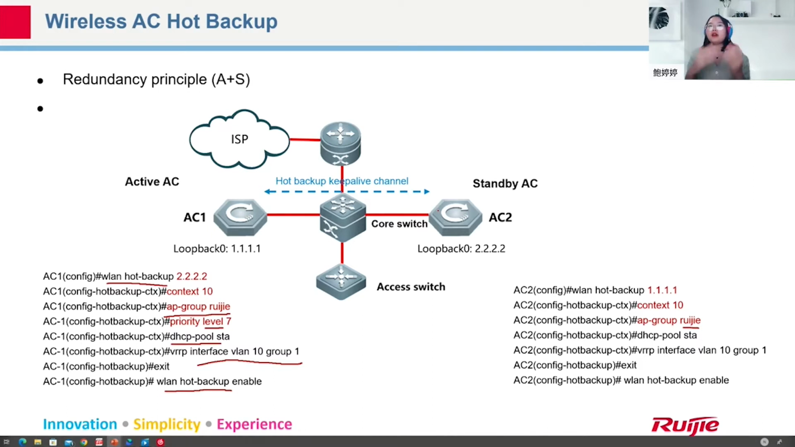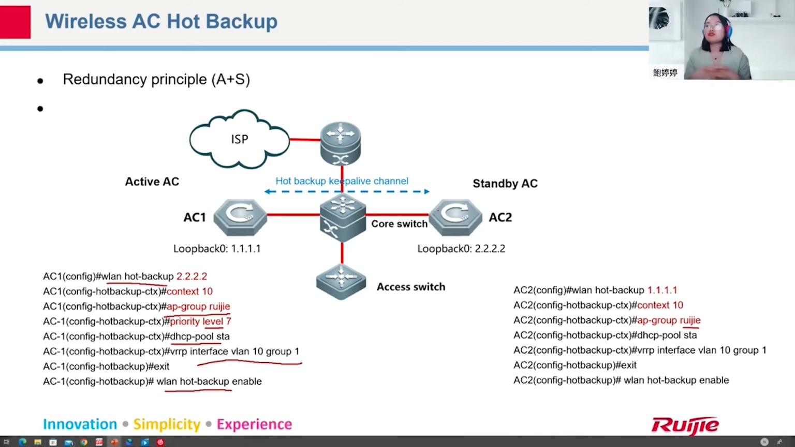The function is, if the active AC is broken, the standby AC can become the new active immediately. And I also have all the information from the original active AC, so I can provide the service immediately for the AP. So this is the function of the keep-alive channel.